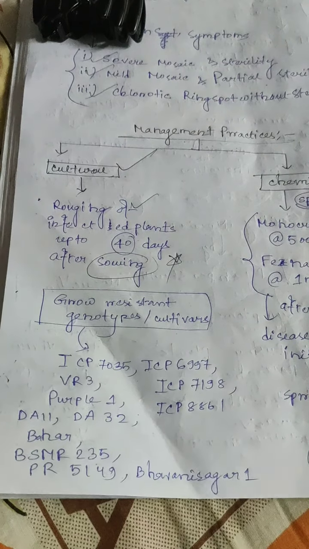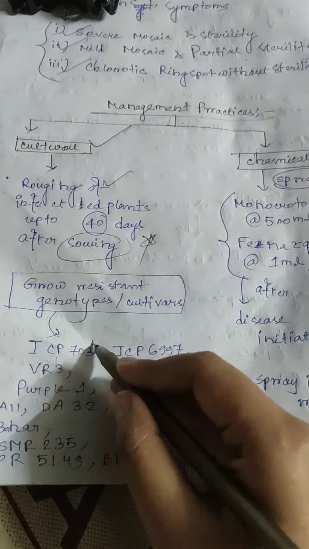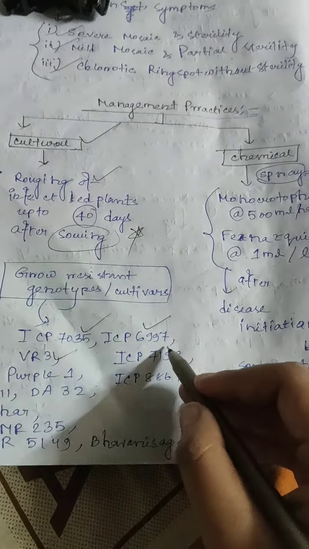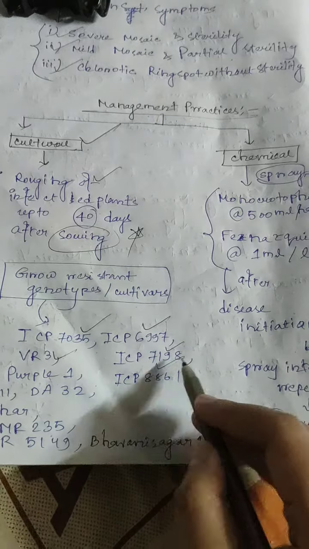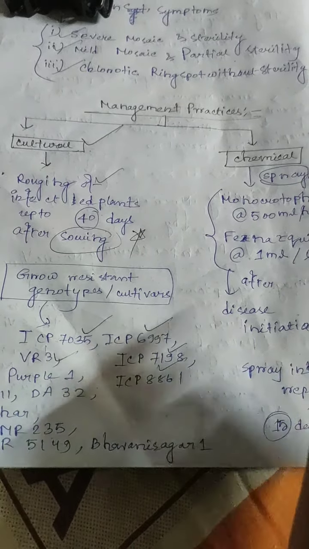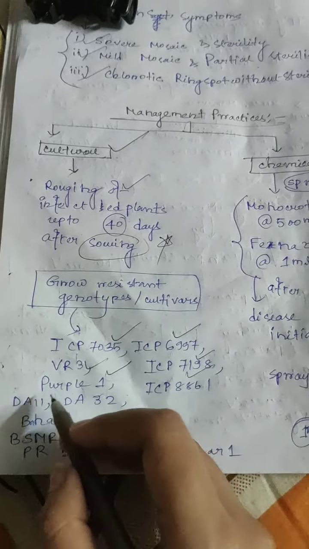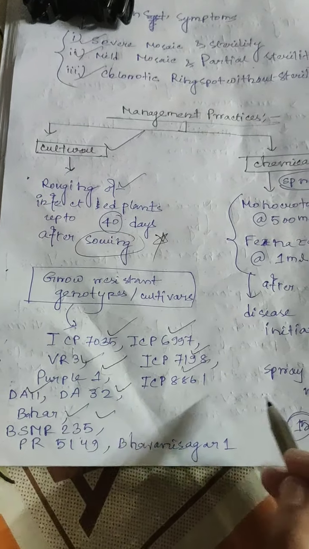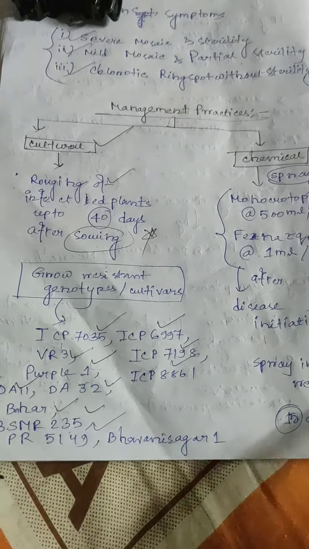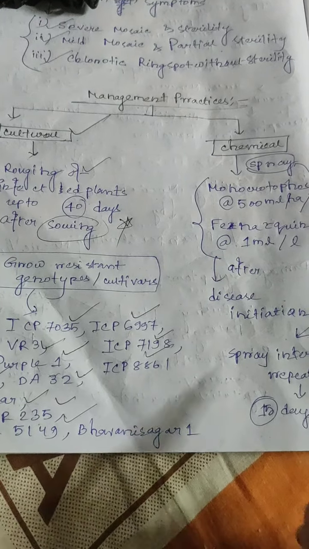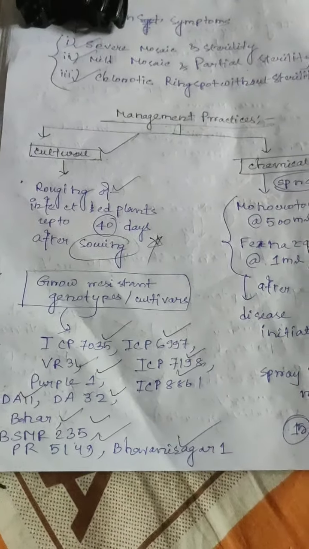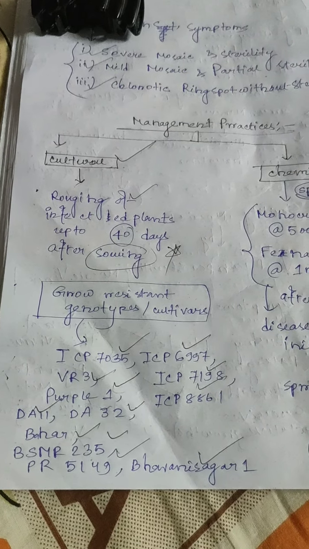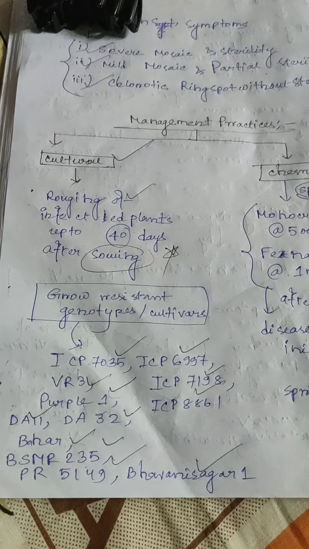Grow resistant genotypes or resistant cultivars like ICP 7035, ICP 6997, VR3, ICP 7198, ICP 8861, Purple 1, DA 11, DA 32, Bahar, BSMR 235, PR 5149 and Bhavani Sagar 1.